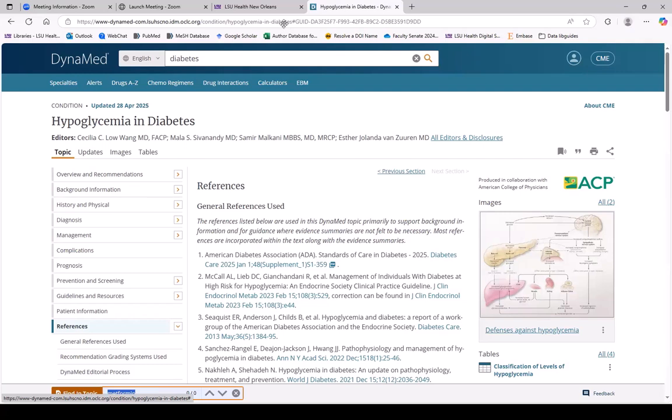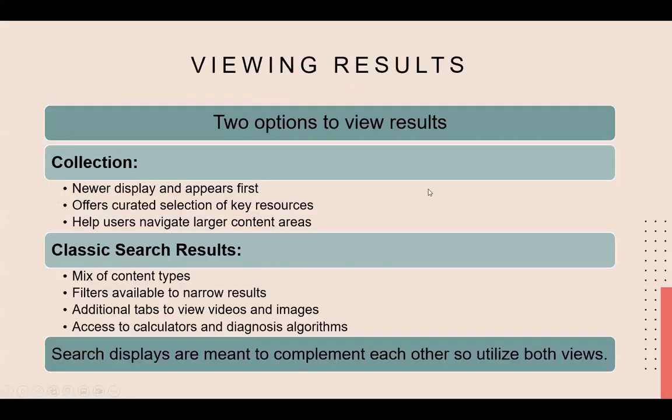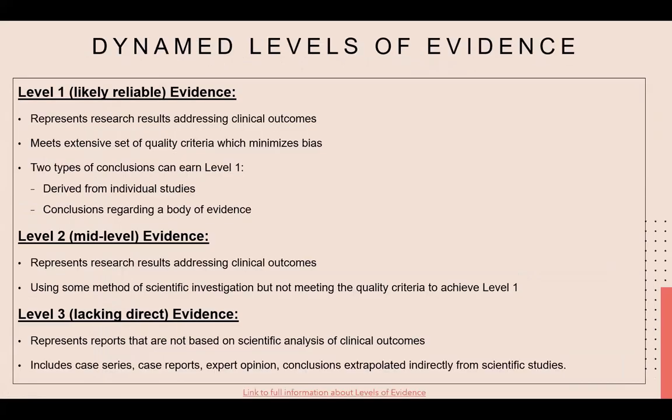Okay, so now I'm going to go back to my slides because I want to spend a little time talking about these DynaMed levels of evidence. Okay, so this is something that's unique to DynaMed. And what they have done, I see these mostly in the management section. When they make a management suggestion, they will provide a link to a study, and then they are now assigning some level of confidence to that particular piece of evidence. So there's level 1, level 2, and level 3.